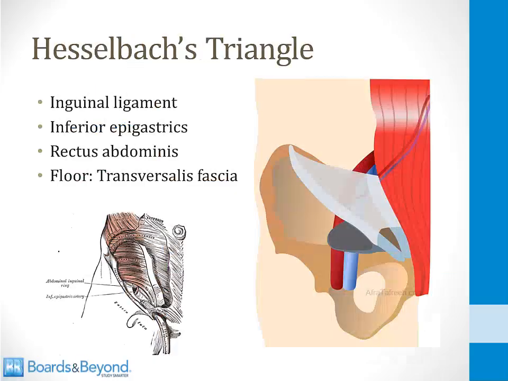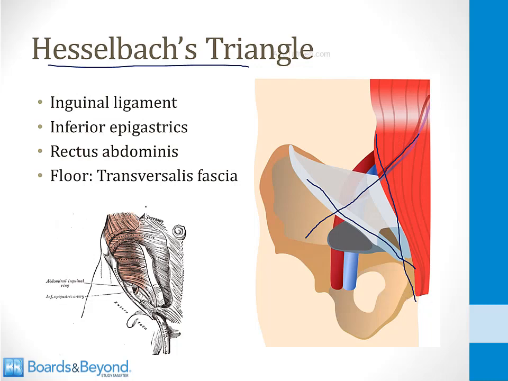They are simply bulging through the external ring as a result of getting through this breakdown in the abdominal wall. The defect in the abdominal wall that the bowel protrudes through in direct hernias occurs in Hesselbach's triangle. Hesselbach's triangle is formed by the inguinal ligament here, the inferior epigastric vessels here, and the rectus abdominal muscle here. You can see it makes a triangle.